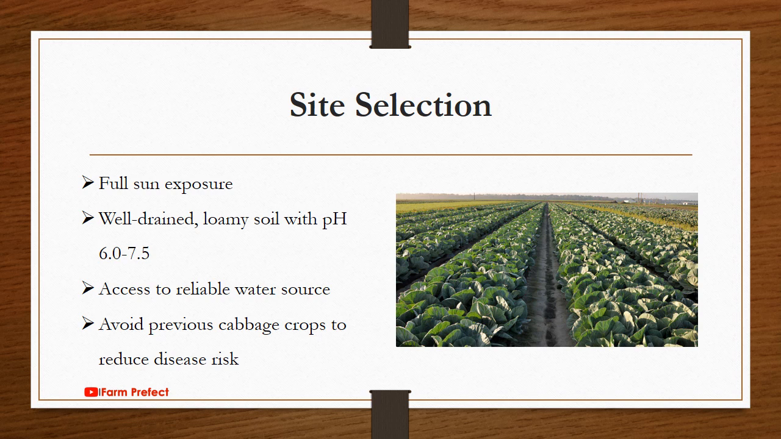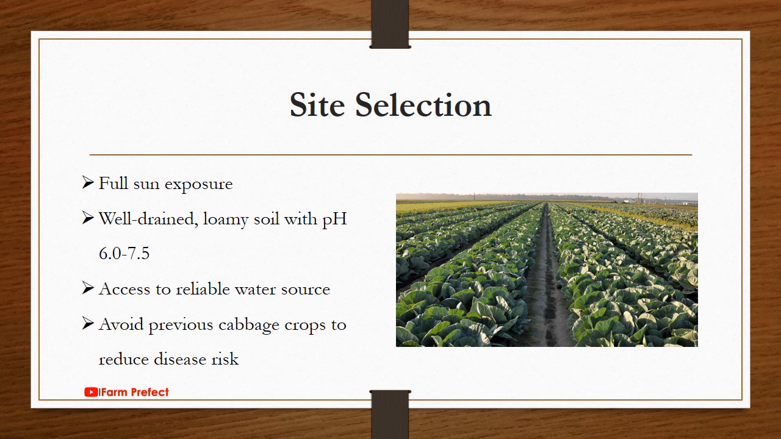Now let's get to business itself. What kind of site is suitable for cabbage farming? What kind of land? What kind of environment? That is the question we want to answer here on site selection.